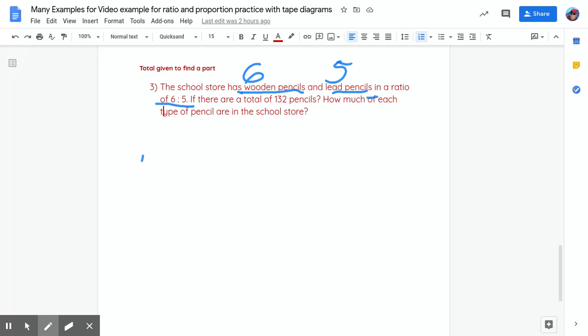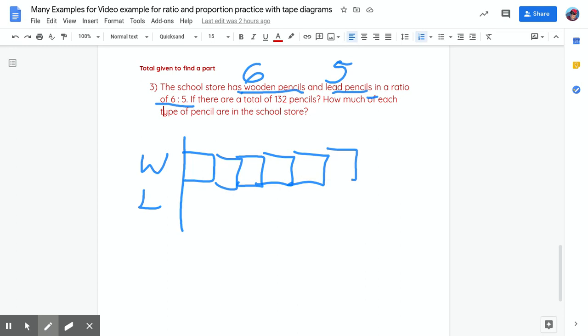Okay, so wooden to lead. I'm going to draw my vertical line and draw 6 for wooden. 1, 2, 3. Man, that's sloppy. 4, 5, 6. Lead. 1, 2, 3, 4, 5. 6:5. There we go.